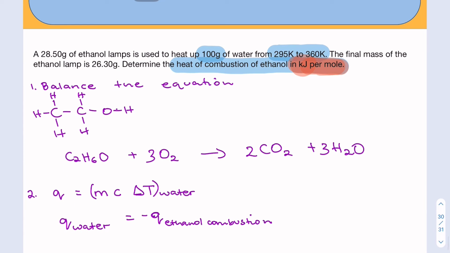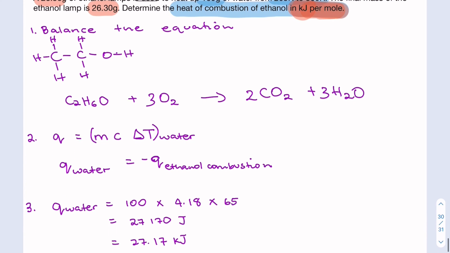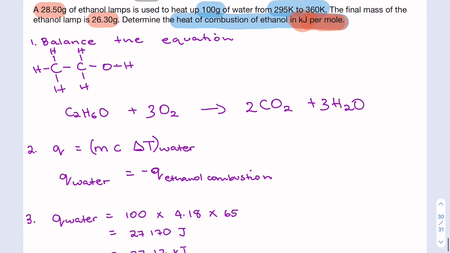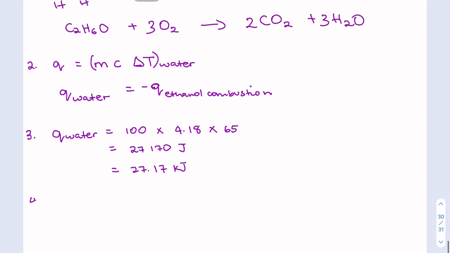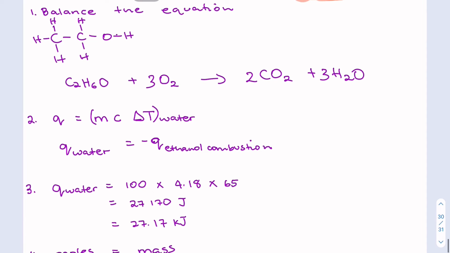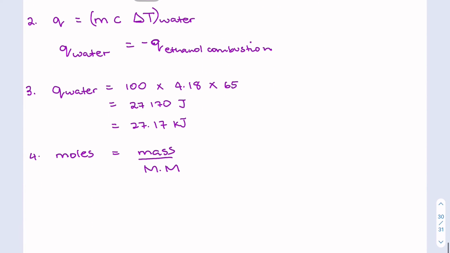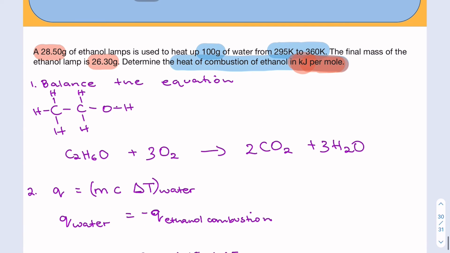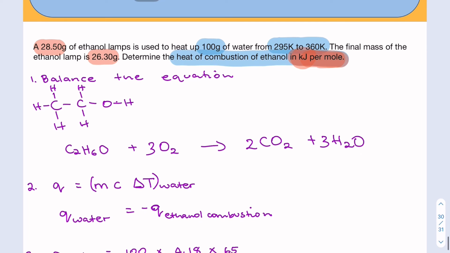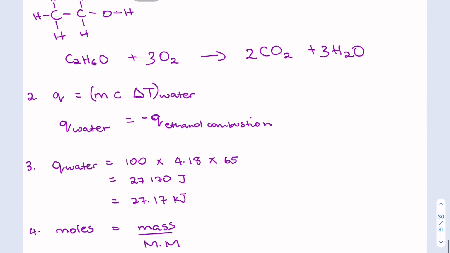For the per mole part, we need to know how much ethanol was used to produce this much heat. So to do that, we need to figure out the moles of ethanol. We use our popular equation here. Moles equal mass over molar mass. The mass is 28.50 minus 26.30. So that is 2.20 grams.